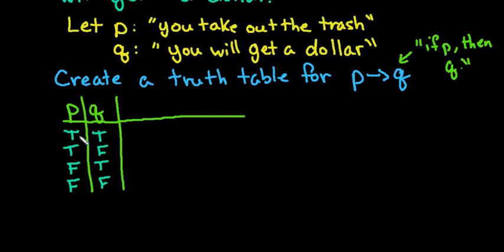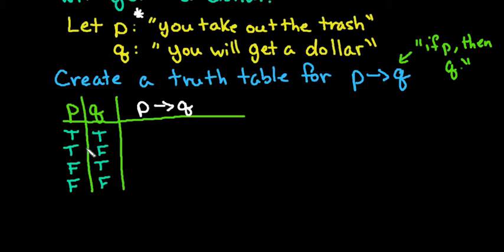Okay, a true statement for the first one would be you actually did take out the trash. Then you will get $1. That's what this first part is saying. So what we're going to do is we're going to create another column for the P, if P then Q. Okay, there is only one situation where this is a false statement, and that's when the conditional part is true, but you don't collect the then part.